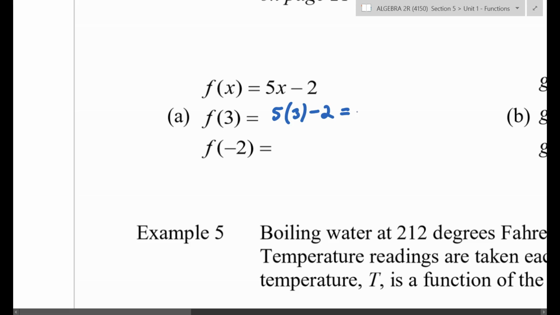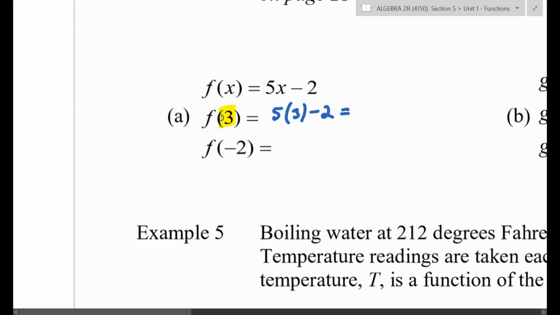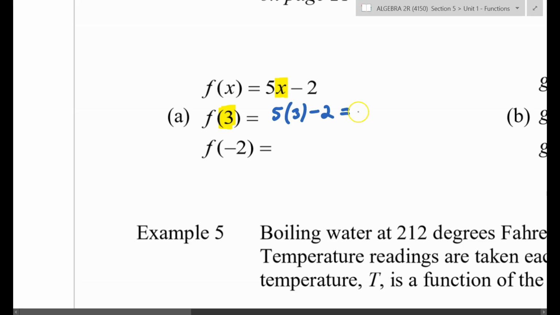I like what you're thinking, but you agree that this 3 is going to take the place of this x. That's what you told me to do, right? So what's 5 times 3? Minus 2? That's my answer. That's all I need to do.